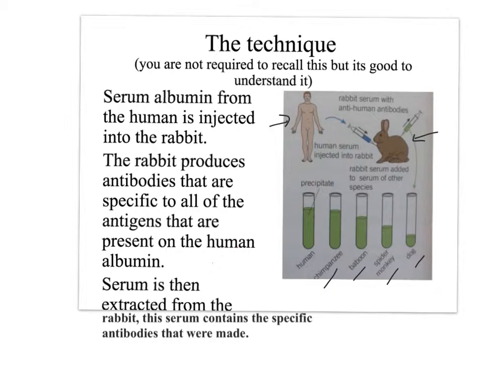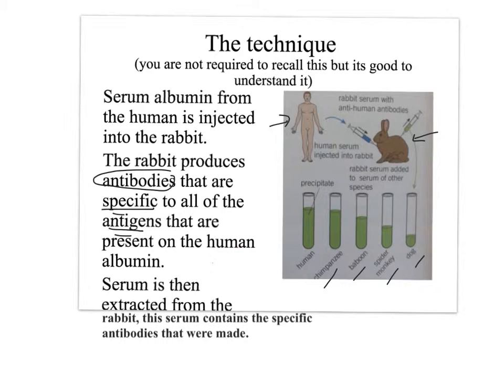So serum containing the protein albumin is taken from the human, and that albumin within the serum is injected into this little rabbit here. Okay, now the rabbit sees that human albumin as non-self. As a result of that, the rabbit produces antibodies that are specific to the collection of antigens that are on that albumin protein.